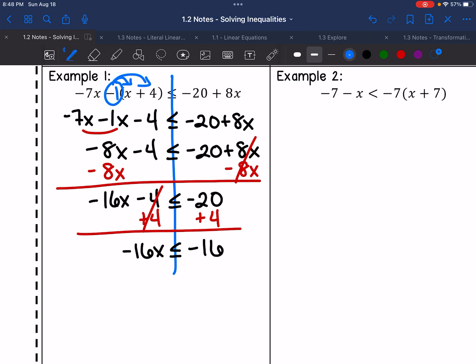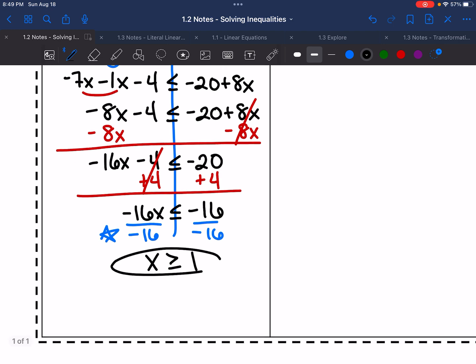And then my very final step is to divide both sides by negative 16. Now, since I am dividing by a negative, that flips my inequality sign. So I'll have x, and I'm going to change it to greater than or equal to 1. Okay, so this is my solution set.